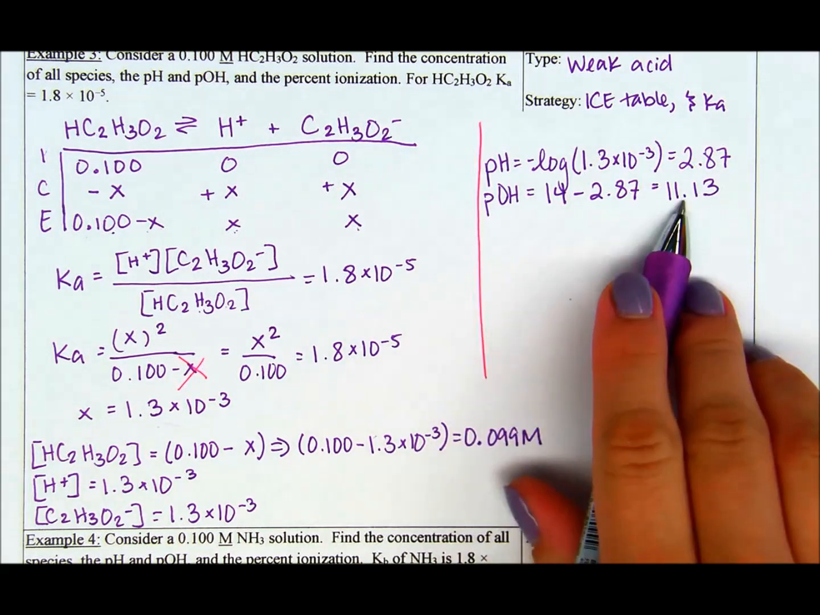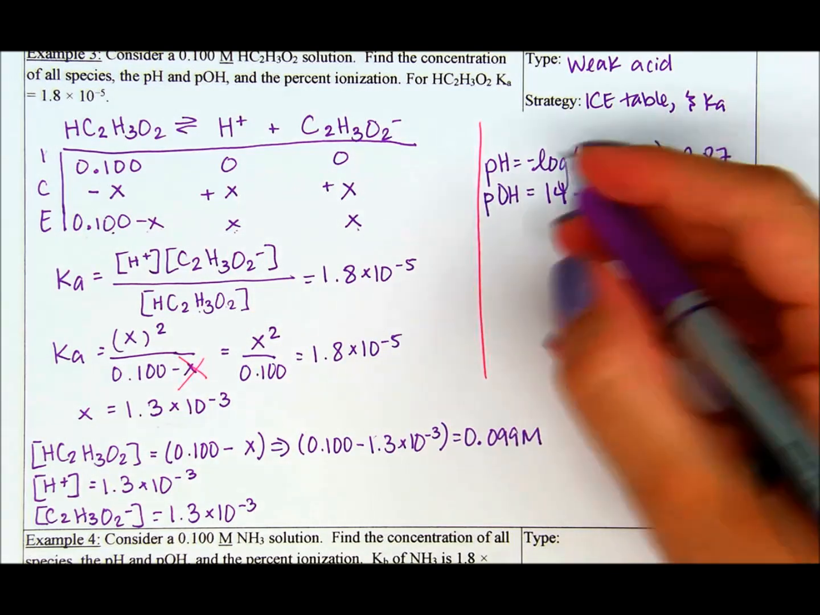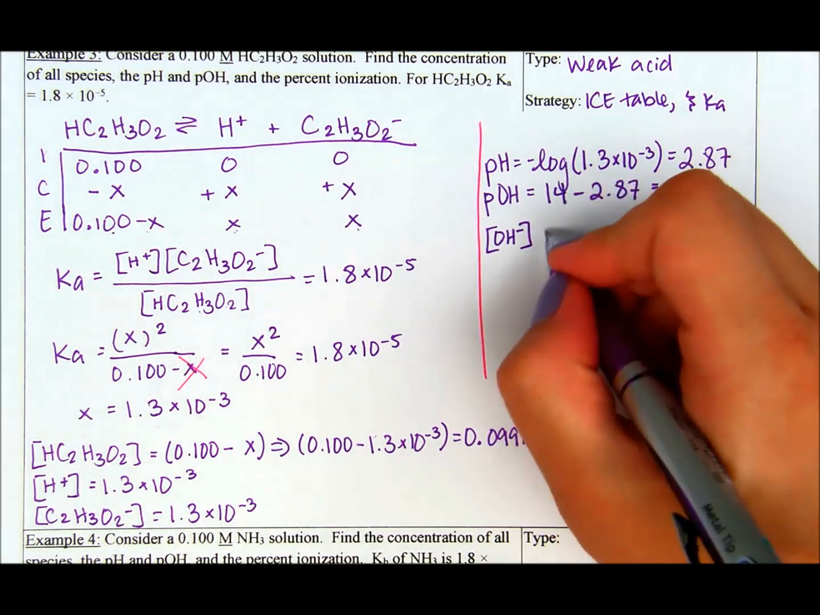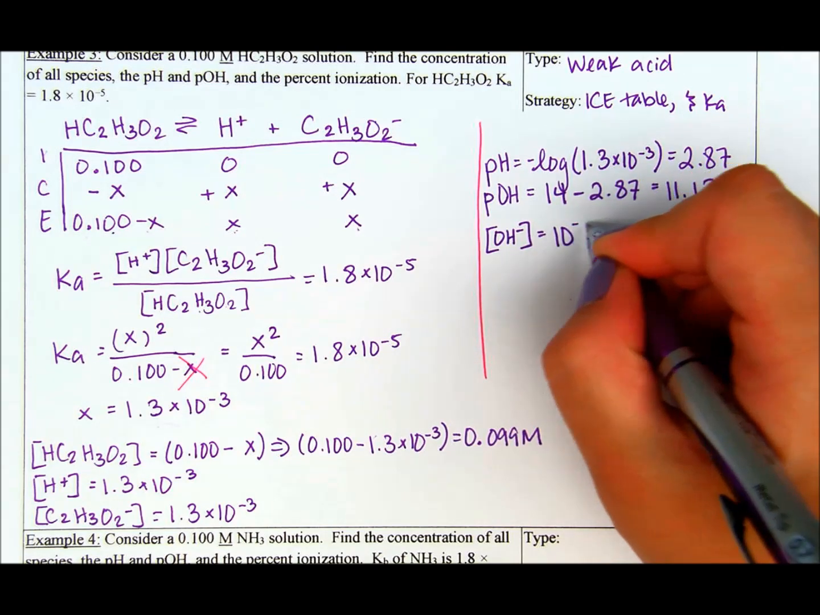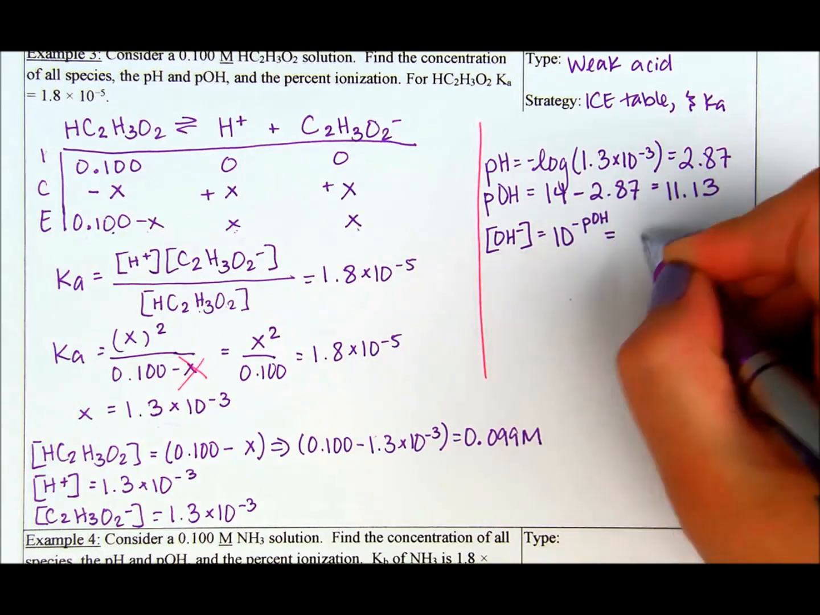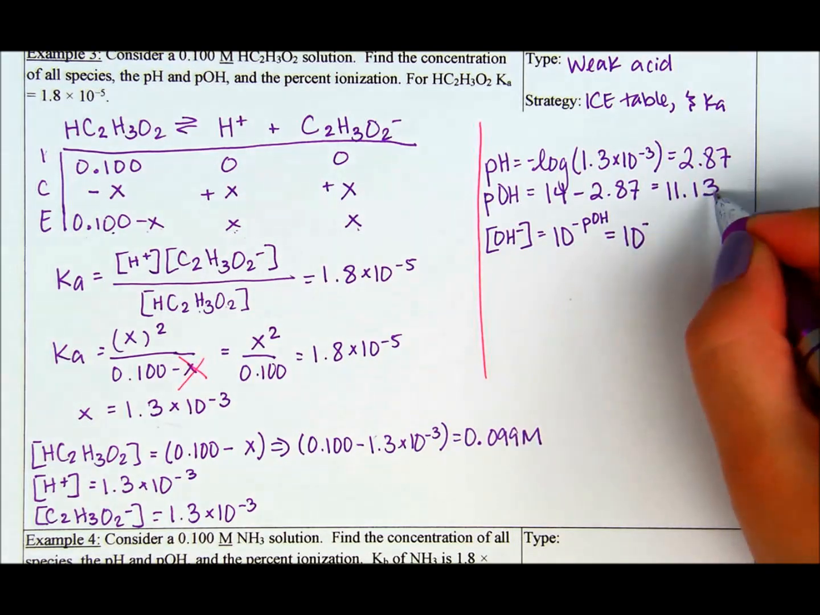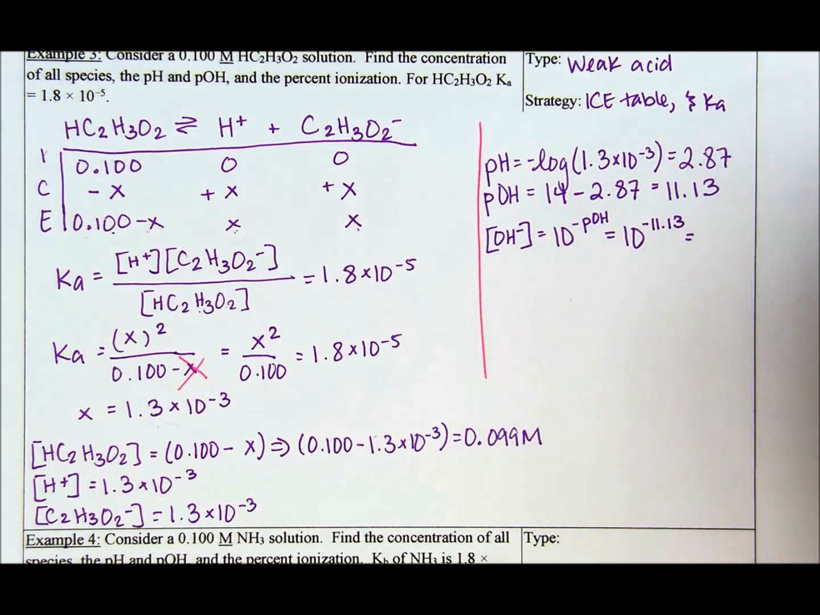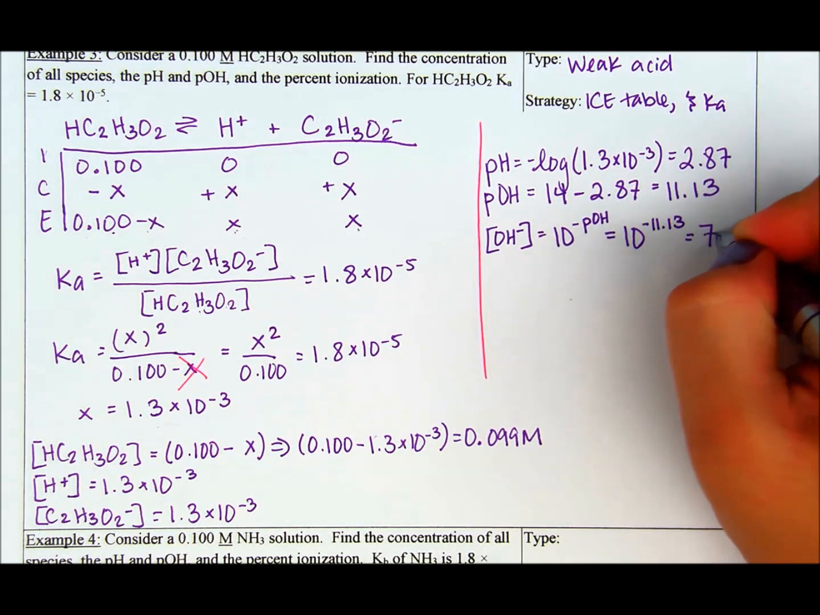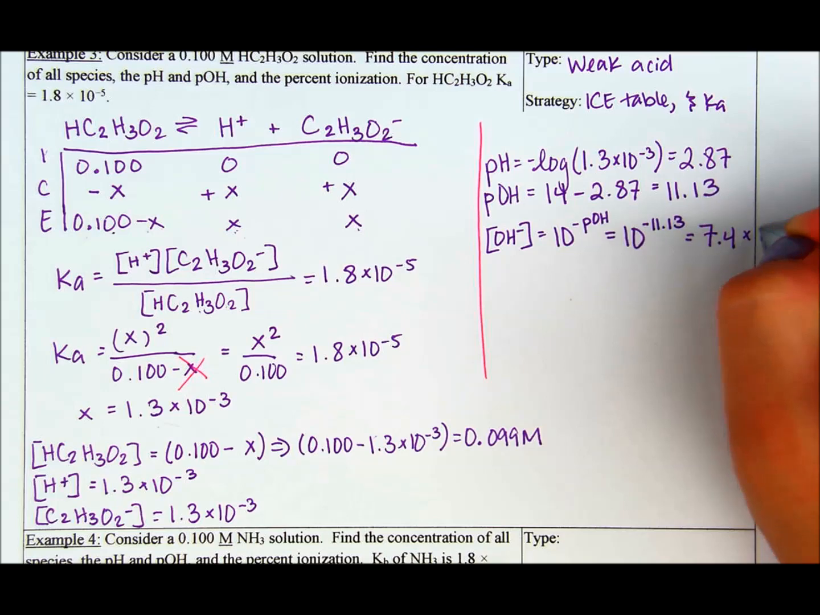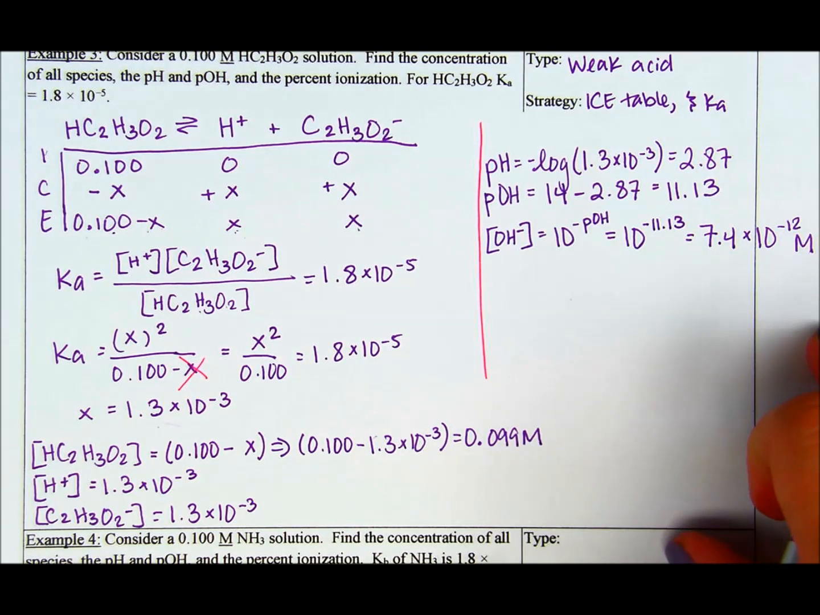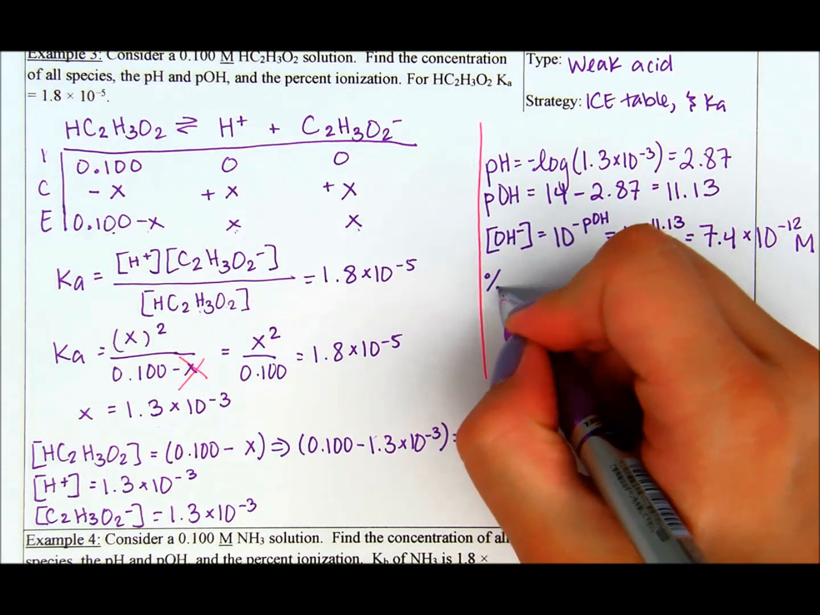Now from the pOH, it's really easy to go backwards. Remember that your equation for the concentration of the hydroxide ions is 10 to the negative pOH. We just solved for pOH, so it's 10 to the negative 11.13. And then when you plug that in, it ends up being 7.4 times 10 to the negative 12 molar. So we really have a very small concentration there of hydroxide ions in solution. They're still there.